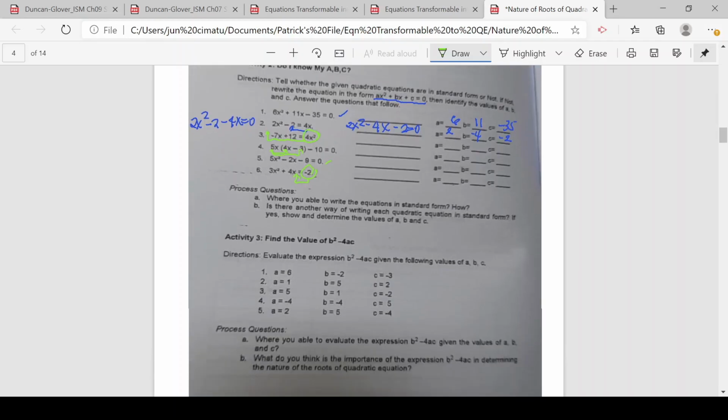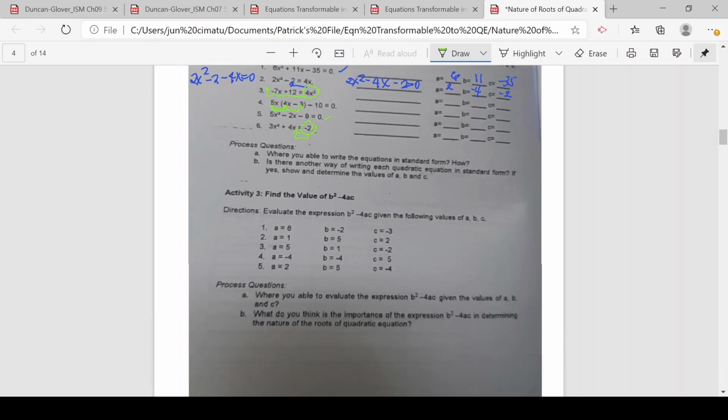So, anong gagawin? Lagay mo yan dito. Quadratic na yan. Find the values of b square minus 4ac. B square minus 4ac. Meron kang ABC na rito. Kukumpute mo na yung square. So, ano ito?